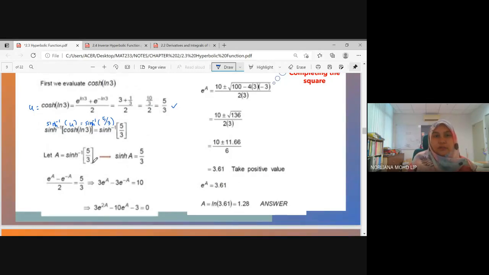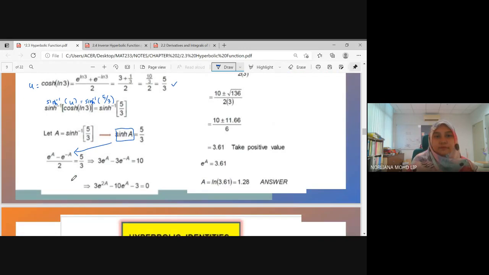Okay, so untuk yang ni awak ke sini lah kan. Kita nak jadikan hyperbolic sin. So, hyperbolic sin A equal to 5 over 3. Okay, then we substitute into equation of hyperbolic sin. Okay, then masukkan equation. Okay, so equal to, okay, kita nak eliminate denominator lah kan. So, jadikan equal to 0 untuk yang ni.